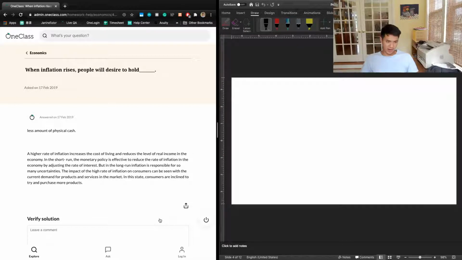So he said that less amount of physical cash, which I think is synonymous to savings. Let's see what their explanation says. A higher rate of inflation increases the cost of living and reduces the level of real income in the economy. In the short run, the monetary policy is effective to reduce the rate of inflation in the economy by adjusting the rate of interest, but in the long run, inflation is responsible for so many uncertainties. The impact of the high rate of inflation on consumers can be seen with the current demand for products and services in the market. In this state, consumers are inclined to try and purchase more products.